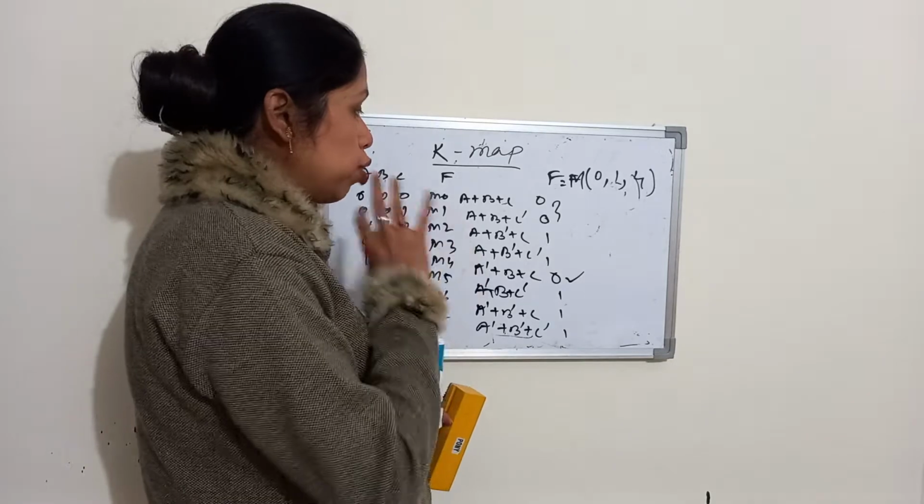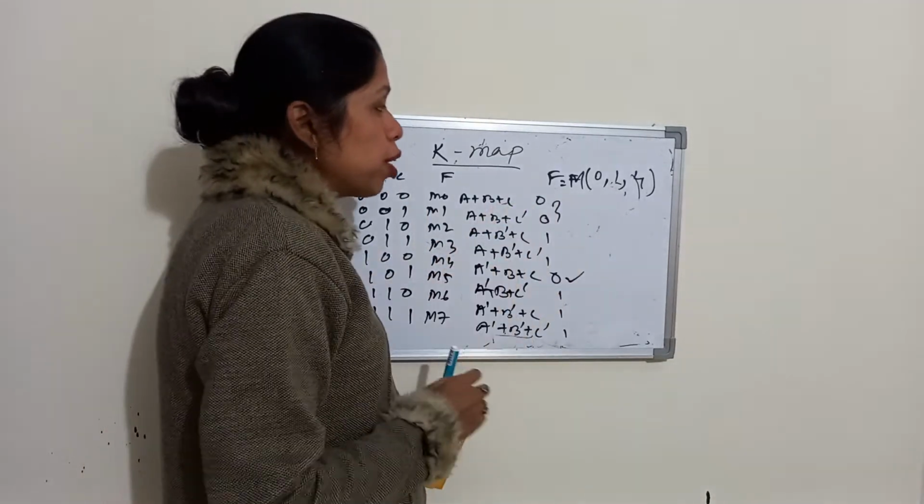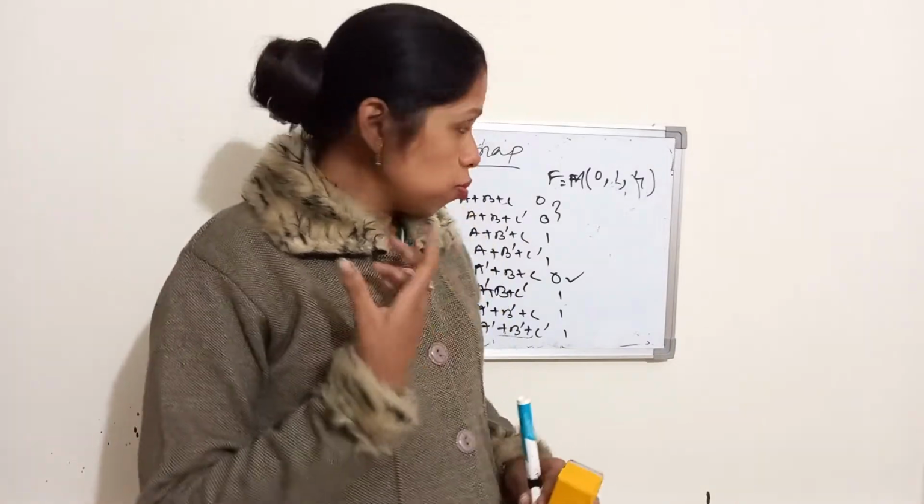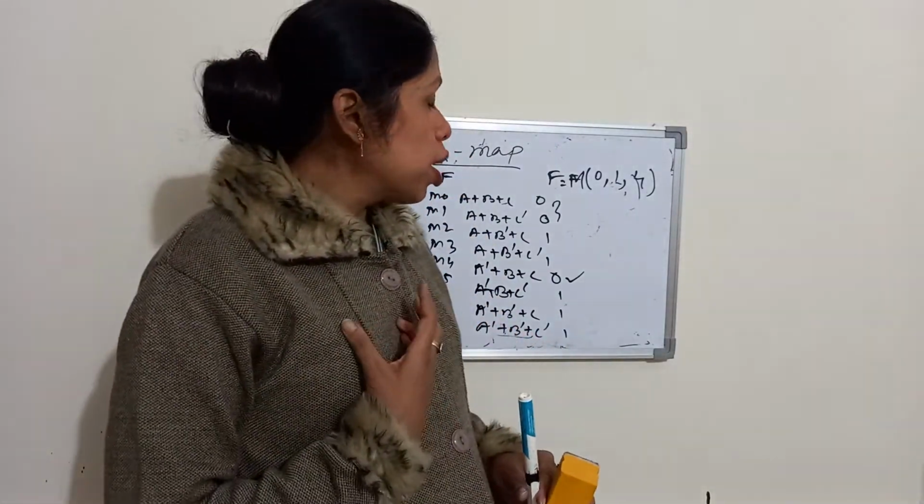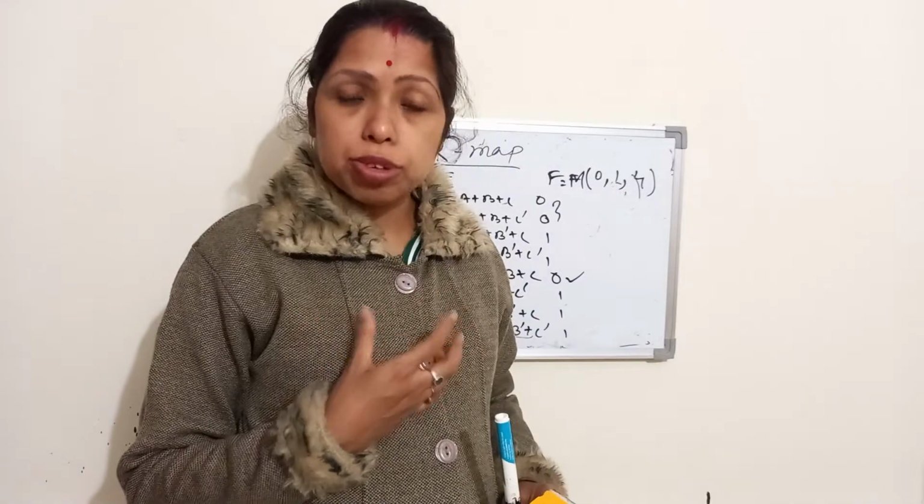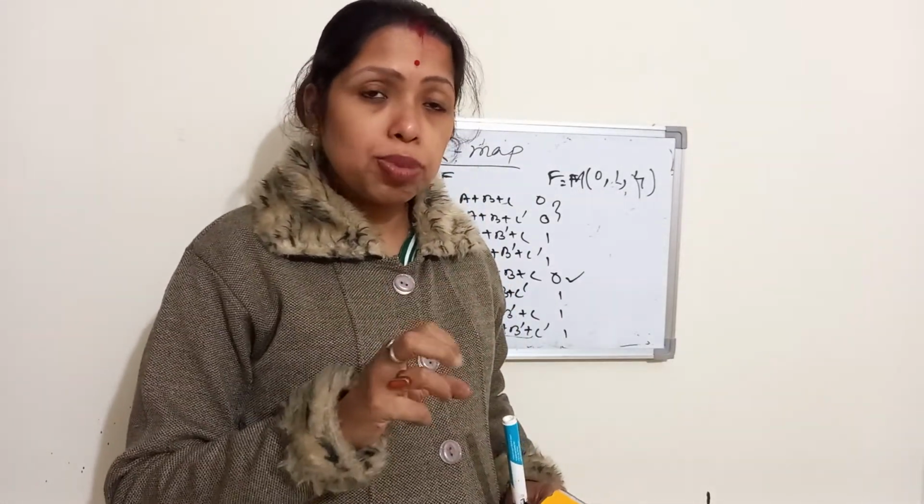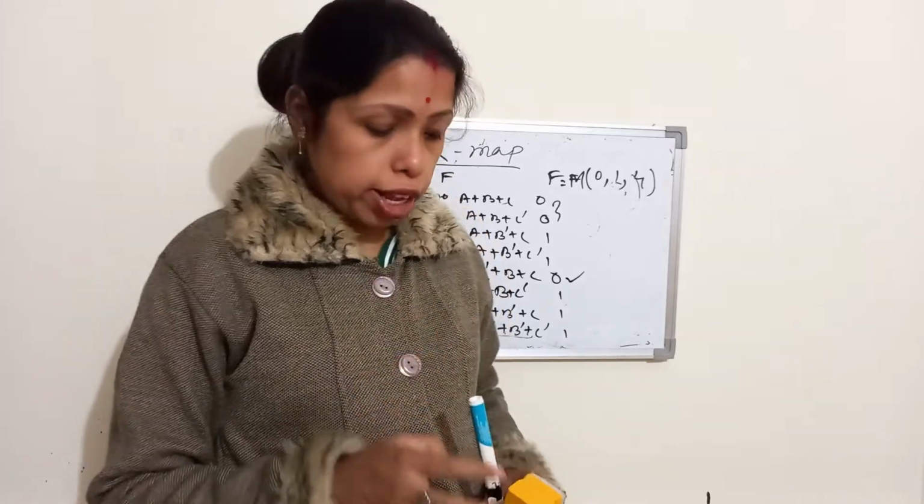So when we have the max term, you have to minimize the max term using the K-map. When you have to minimize the max term using the K-map, I have to consider those max terms. That means in the K-map I have to put logic 0 only, right?